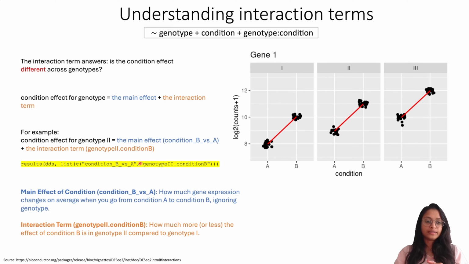So here the interaction term would be genotype 2 condition B, which essentially tells us how much more or less the effect of condition B is in genotype 2 compared to genotype 1, considering genotype 1 as the reference. This is essentially what will give us the condition effect for genotype 2 when we run DESeq with this experiment design.